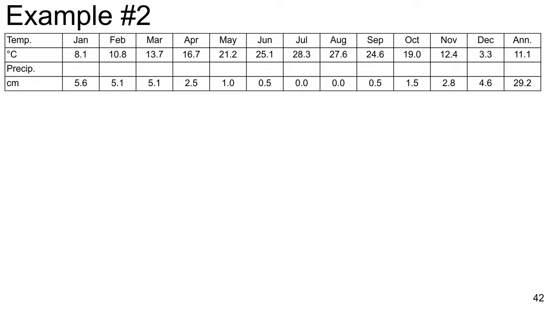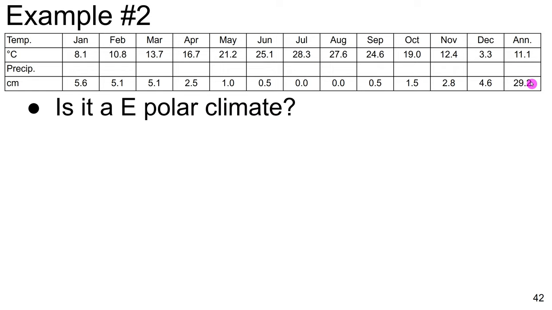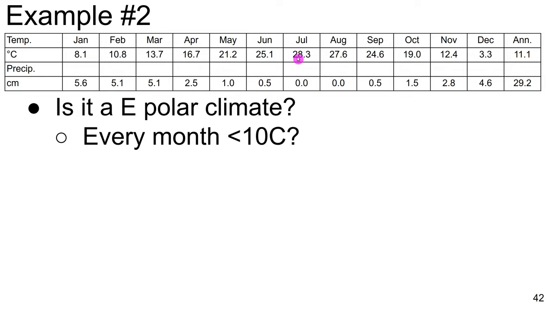Example number two. So again, we've got average monthly, and then average annual temperature. We have total monthly precipitation in centimeters, and then total annual precip in centimeters. So, is it a polar climate? Oh, heck no. Is every month below 10 Celsius? No, it's like 28 degrees in July.